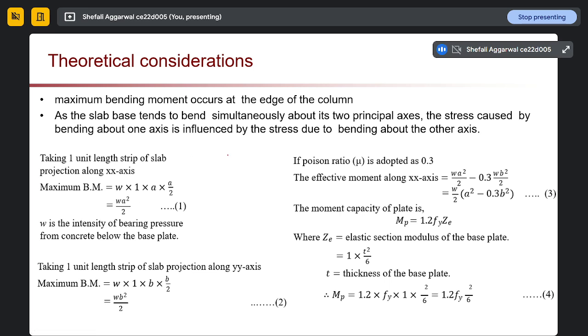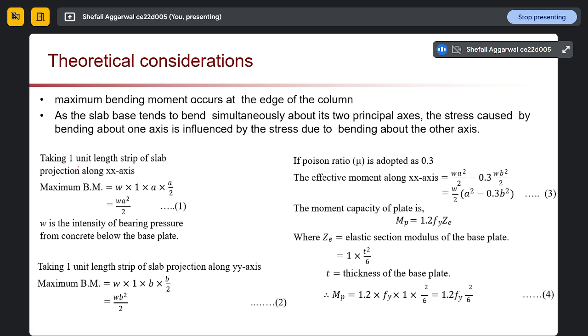In terms of our slab base, the different theoretical conditions we are assuming, firstly, are that maximum bending moment occurs at the edge of the column. Instead of considering that bending moment is occurring at the center of our column, we are assuming maximum bending moment is acting at the edge of the column for the worst case possible. And as the slab base tends to bend simultaneously about its two principal axes, the stress caused by bending about one axis is influenced by the stress due to bending about the other axis. These are the formulas which we are taking into consideration for our slab base.